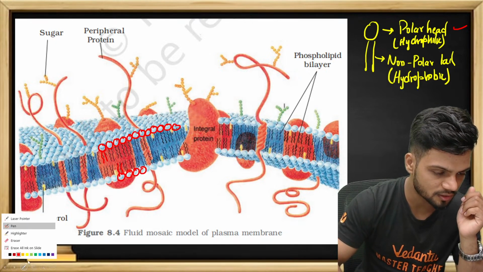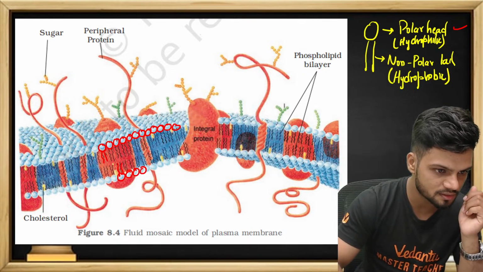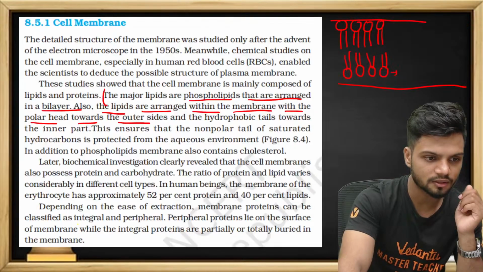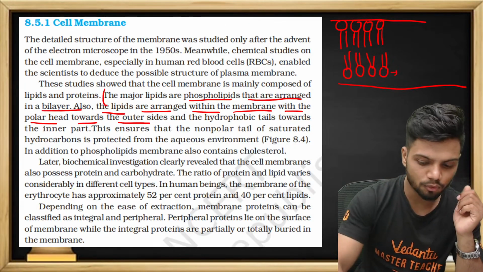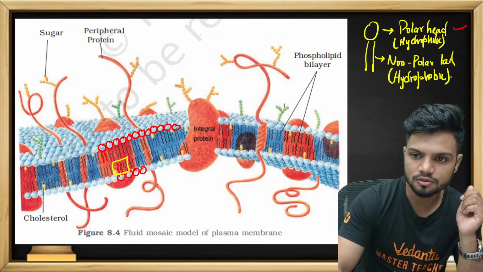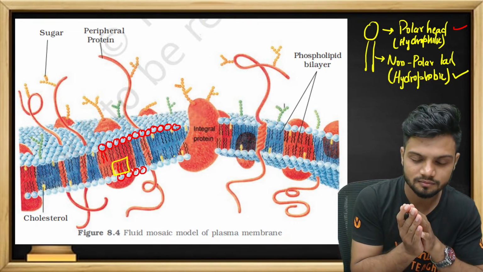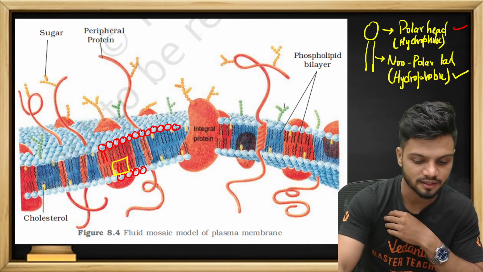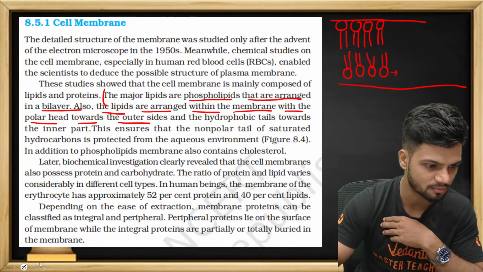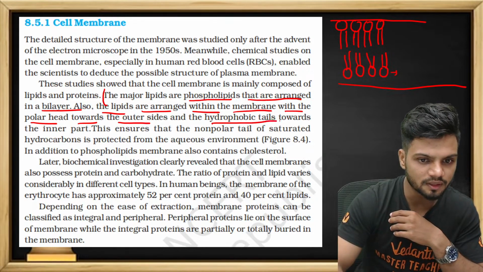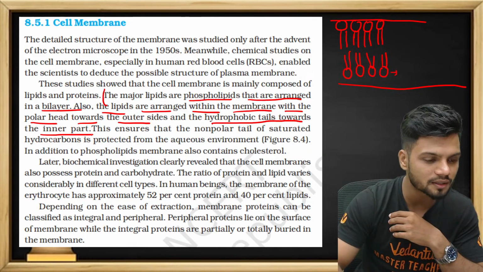The non-polar tail, this is the non-polar tail right here, is on the inside. Okay. Non-polar tail is also called as what? Non-polar tail is also called as hydrophobic tail. It doesn't like water, that's why it's on the inside. Now understand now. Very simple this is. See this. The hydrophobic tail towards the inner part.